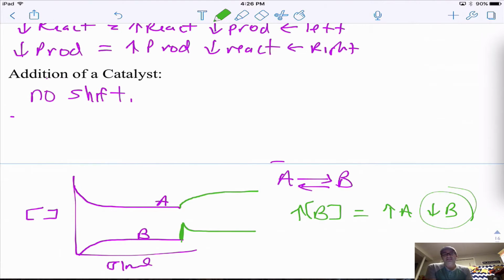Now look, the idea behind this is collision theory. If you increase B, there's more B to react. So that B will then react more. The reverse reaction will occur more frequently, and you will shift to the left.